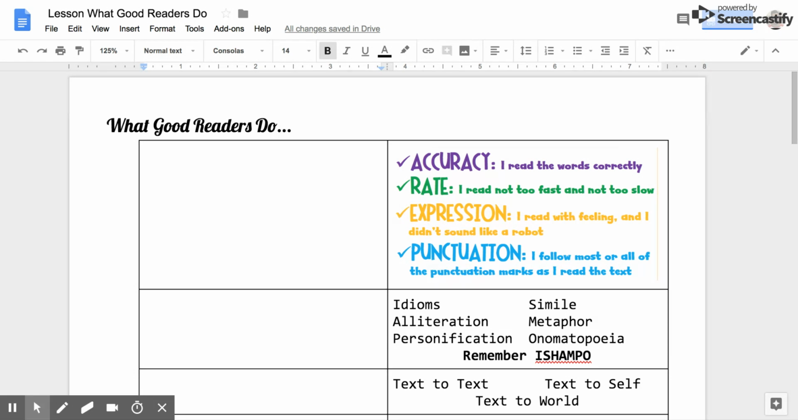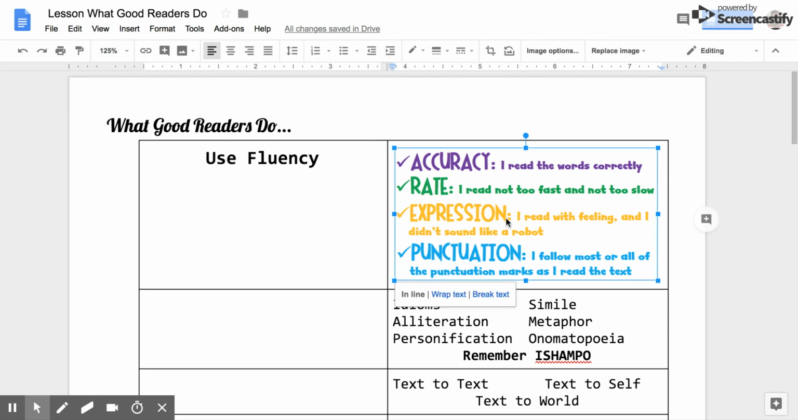So your objective for this lesson is to understand what good readers must do. So in the first box, I want you to write in use fluency, because good readers must always use fluency. That means you need to read the words correctly, that's accuracy. You need to not read too fast and not too slow, that's rate. And you need to read with expression, reading with feeling, and not sounding like a robot.